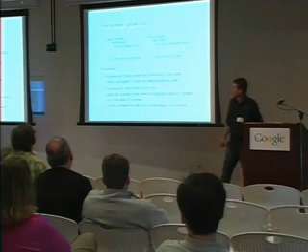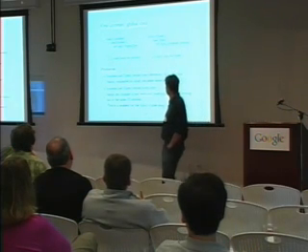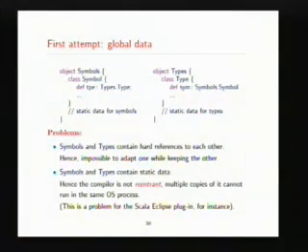So it would be an object symbols and an object types, and that defines a class symbol and that defines a class type, and they refer to each other here. And they might also even have static data. Okay, so that was the initial design, and it had several problems and shortcomings. The first one is they contain hard references to each other, symbols and types. So it's impossible to adapt one while keeping the other.